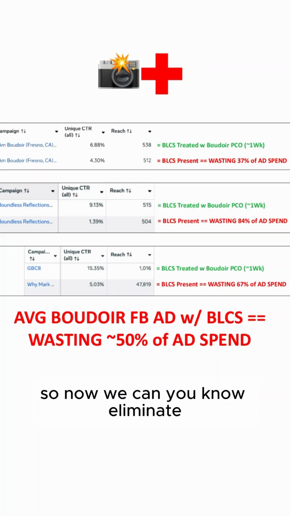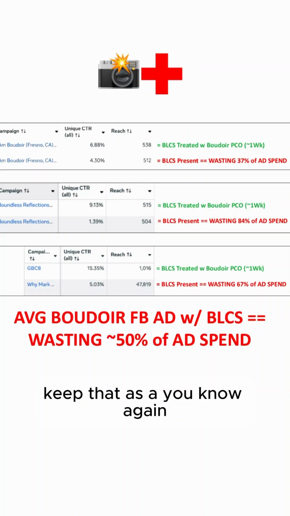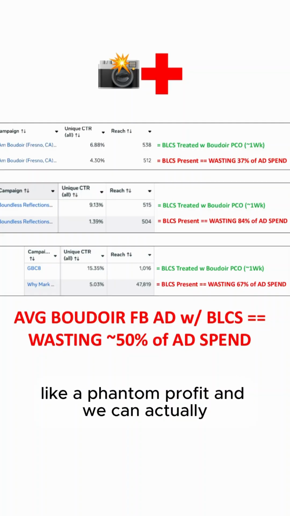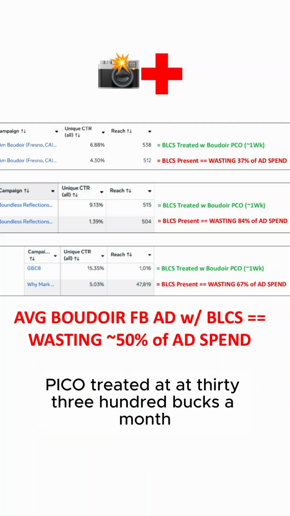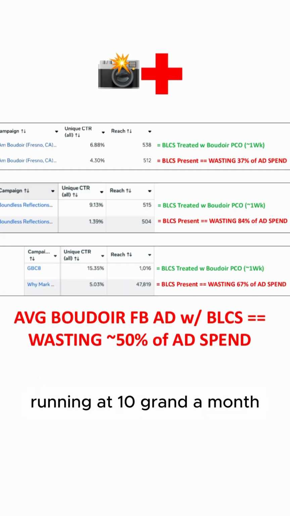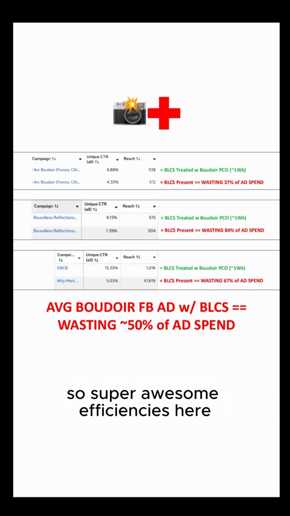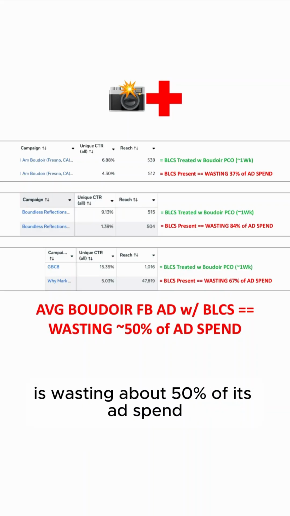So now if you spend 10 grand a month on Boudoir Facebook ads, we can eliminate 6,700 bucks in wasted ad spend, keep that again like a phantom profit. And we can actually pocket like 80 grand in the first 12 months and run the Boudoir Pico treated ad at 3,300 bucks a month, get our ad into the same number of women's brains as the original Boudoir Facebook ad running at 10 grand a month. So super awesome efficiencies here. So from what I've seen, the average Boudoir Facebook ad with BLCS is wasting about 50% of its ad spend.